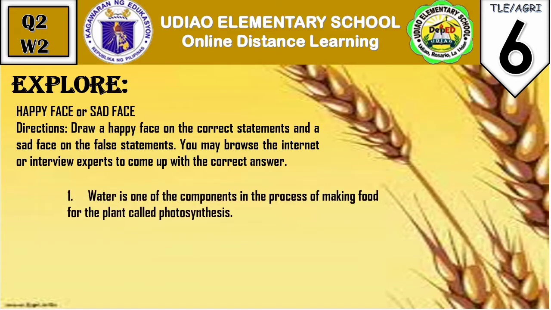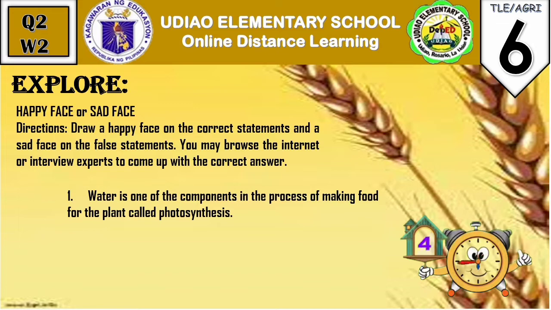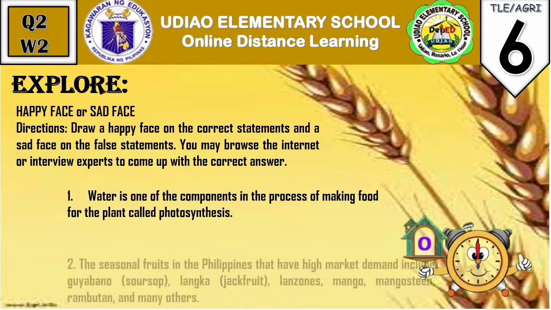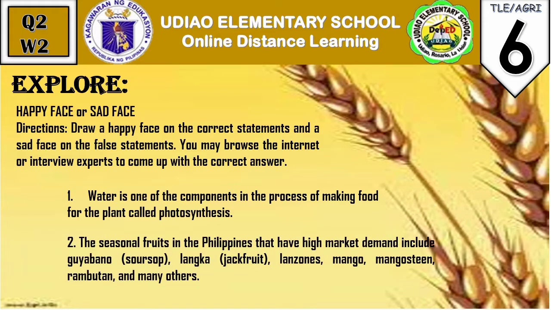Number 1. Water is one of the components in the process of making food for the plant called photosynthesis. Number 2. The seasonal fruits in the Philippines that have high market demand include guyabano, langka, lanzones, mango, mangosteen, rambutan, and many others.